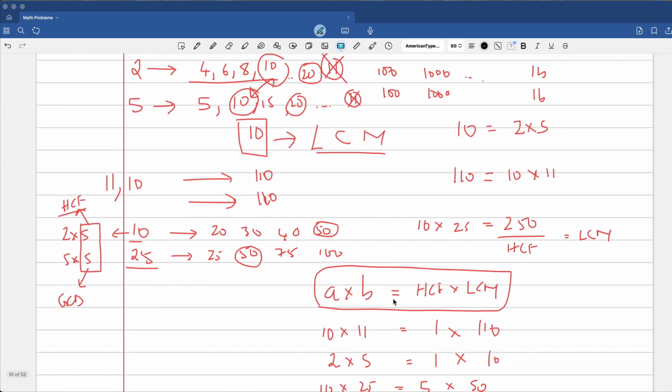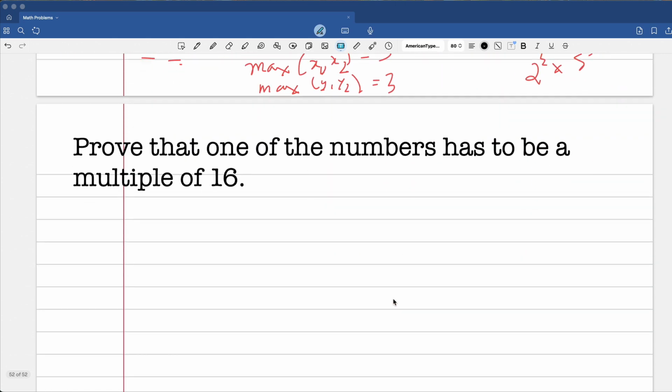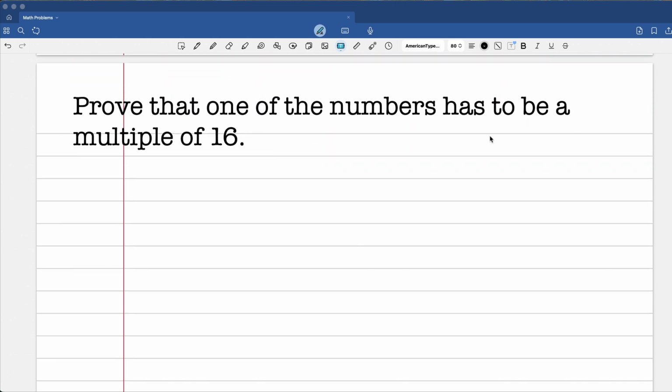But today we're going to do an extension of this and say, okay, prove that one of these numbers has to be a multiple of 16. So that's your challenge, proving that one of the numbers has to be a multiple of 16.